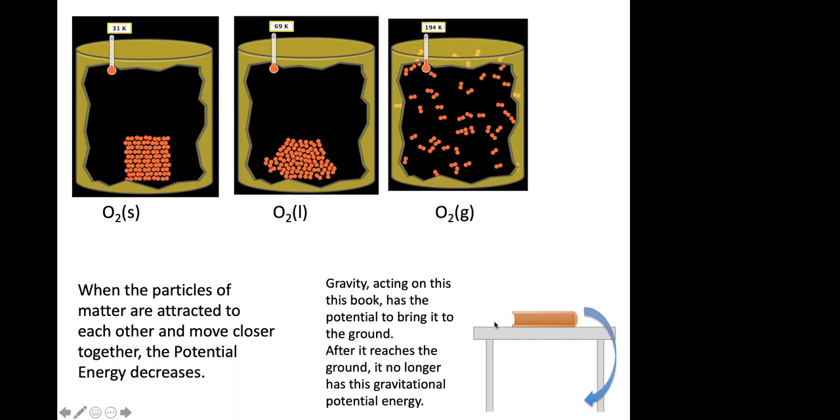If it falls off the table, what happens? It's going to go all the way to the ground and it no longer has gravitational potential energy. The potential energy has gone down. It was a higher potential energy and it's gone down to zero as they've come together. That's what I mean when I say when the particles of matter are attracted to each other and move closer together, potential energy goes down. The book falling off the table, it came down to the earth. Closer together, potential energy went down. Now, this is true if we're talking about gravity, or it's true when we're talking about our Coulombic interaction.